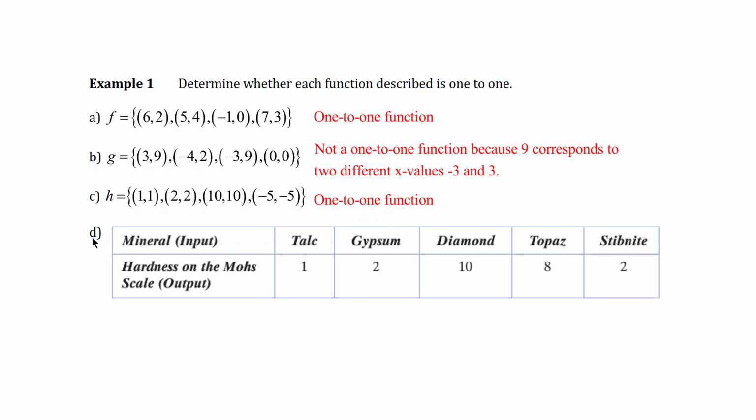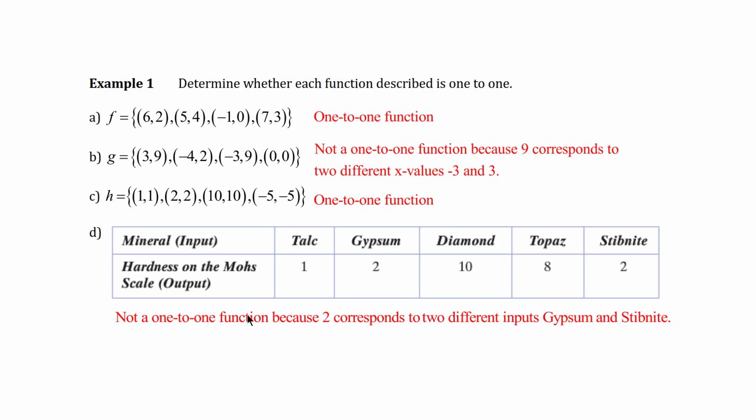For part D, the inputs are minerals, and the output is the hardness on a scale. We have talc corresponds to 1, gypsum corresponds to 2, diamond corresponds to 10, topaz corresponds to 8, and stibnite corresponds to 2. This is not a one-to-one function because the output of 2 corresponds to two different inputs, gypsum and stibnite.